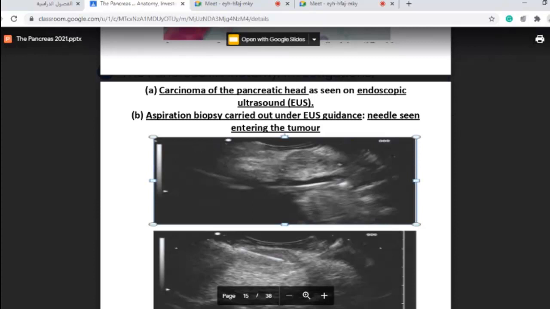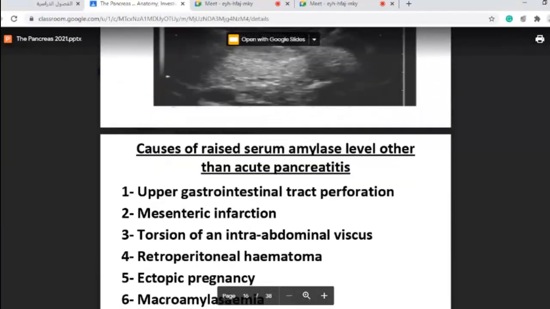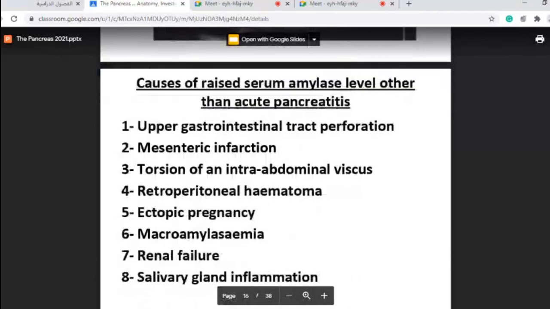And also we can carry out aspiration biopsy and pass a needle through the tumor. This is the needle passing through the tumor. It is very clear. So these are the morphological studies and investigations of the pancreas.